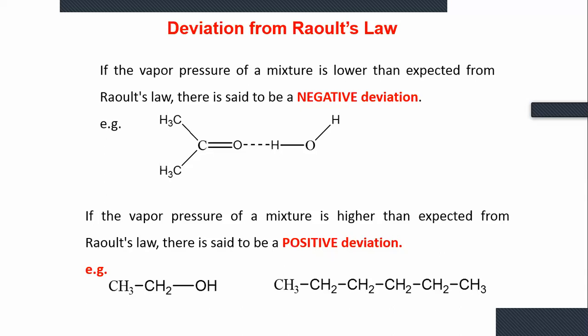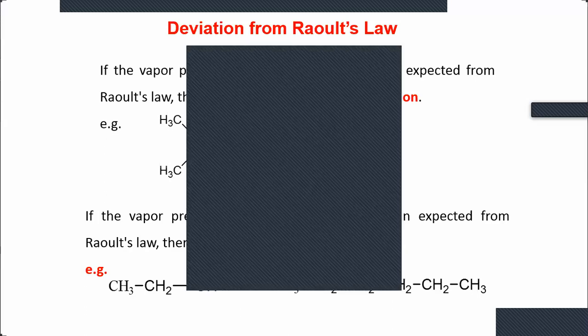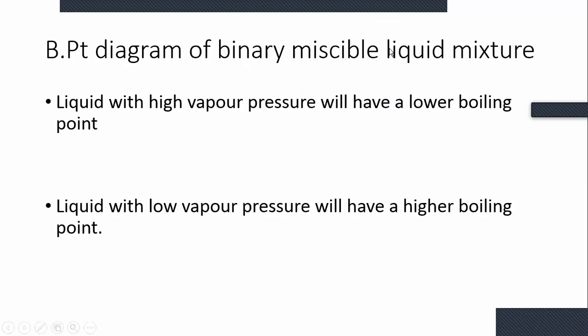Now, if the vapor pressure of your mixture is higher than expected from Raoult's law, this particular deviation is called a positive deviation. So you have two types of deviation: negative deviation and positive deviation. Now we're going to look at the boiling point diagram of a binary miscible liquid mixture.